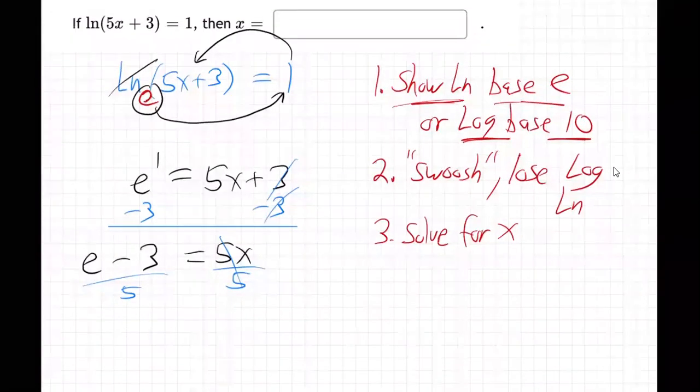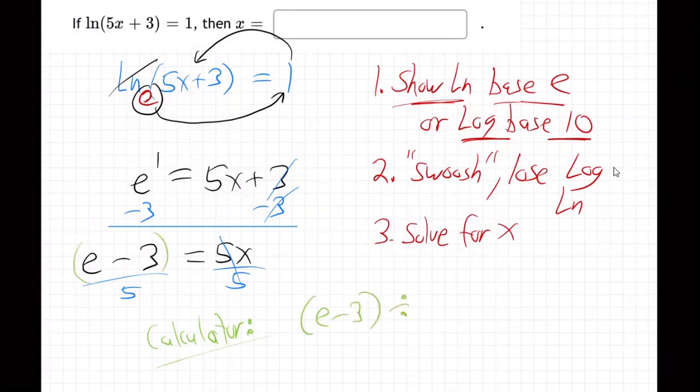Remember, when you put this in your calculator, there's more than one item in the top. So on the calculator, whenever there's more than one item in the top or the bottom, you've got to use parentheses. You've got to parenthesize the e minus 3. You don't need parentheses on the 5 because there's only one item in the denominator. There's no chance the calculator can mess that up. But make sure you parenthesize the top.